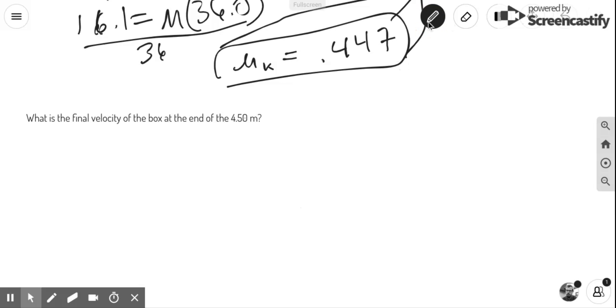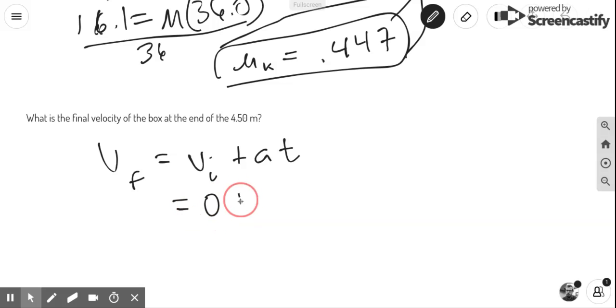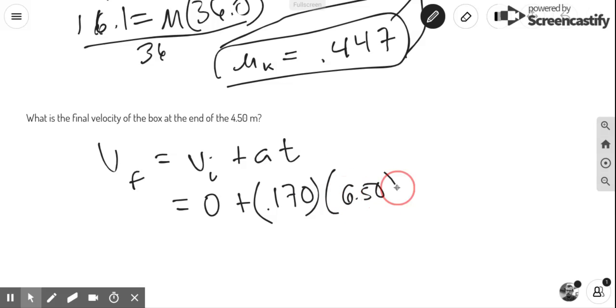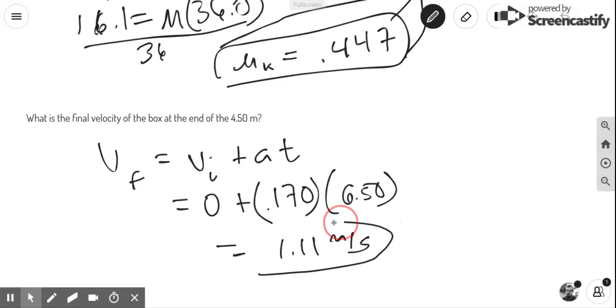So if we want to figure out our final velocity, a one-dimensional motion thing, probably the easiest one, final velocity would be the initial velocity plus at. Since we know our initial velocity was 0, if we look back, the acceleration we found was 0.170, and the time from back in the original question was 6.50. So if I figure that out, that's going to give me 1.11 meters per second. Well, bam!